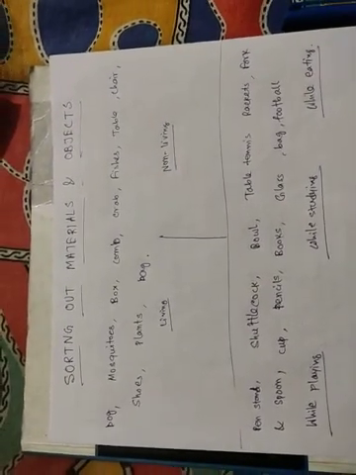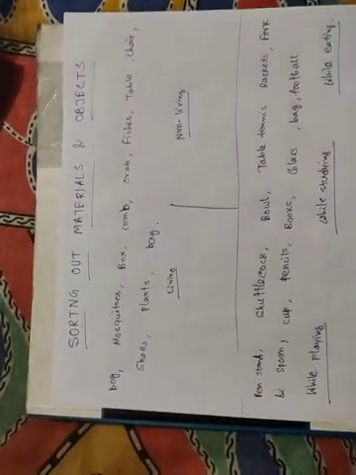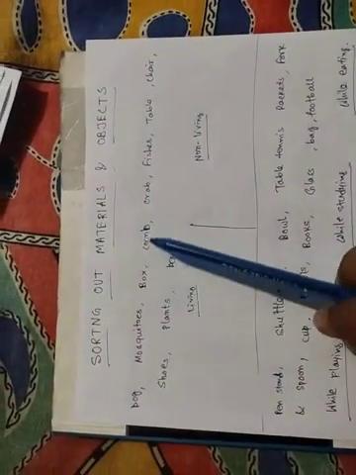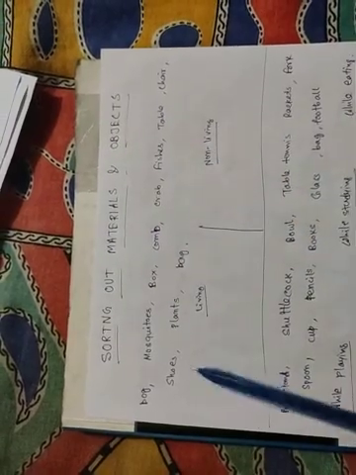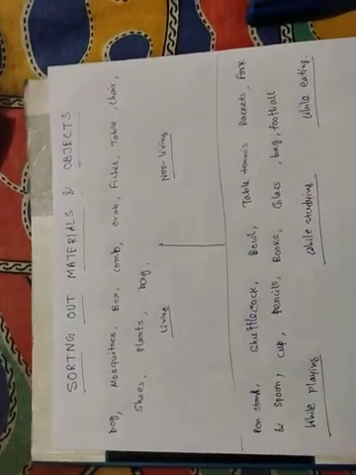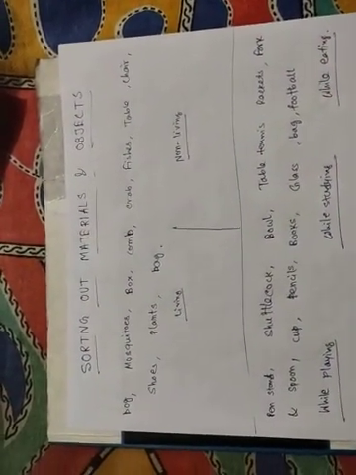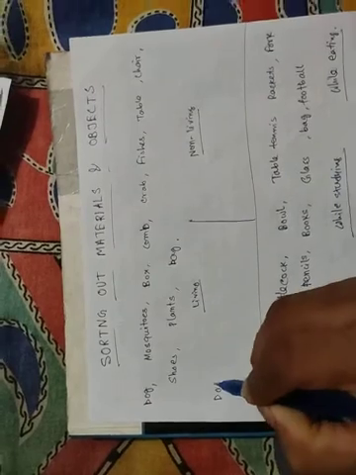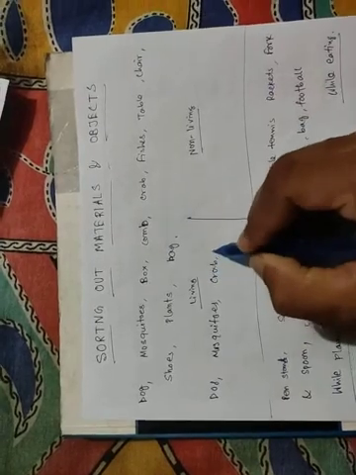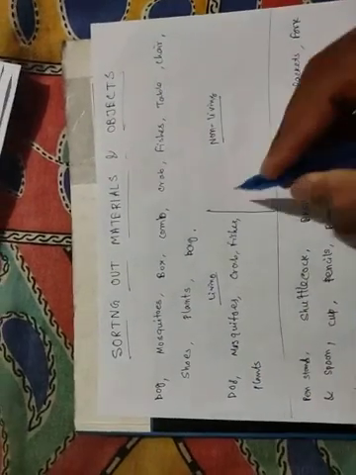Now suppose you have been given some things like dog, mosquitoes, box, comb, crab, fishes, table, chair, shoes, plant, bags. So from this, you say what are the living things and what are the non-living things. You can easily say living things are dog, mosquitoes, crab, fishes, plants, right?